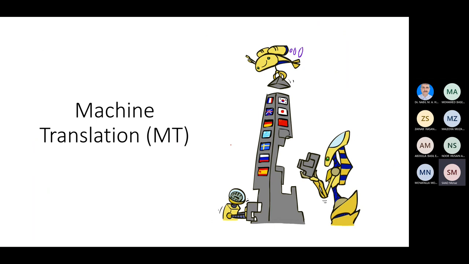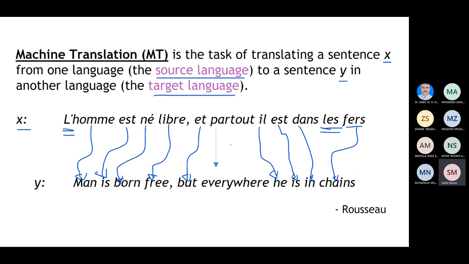So machine translation is the task of translating a sentence X, the source, to a sentence Y. This is the source language and this is the target language, as you see here. Imagine that X is French and Y is English. So: the man is born free, but everywhere he is in chains. Les hommes est libre et partout il est dans la force.